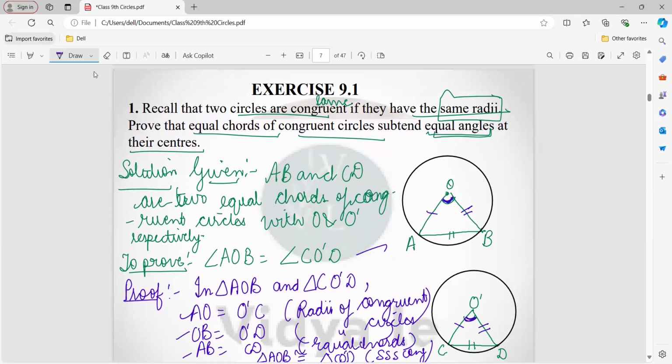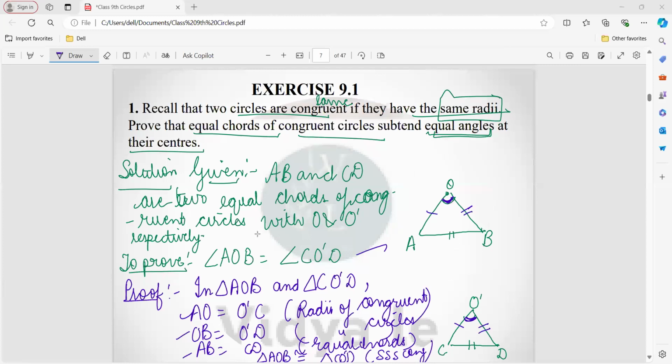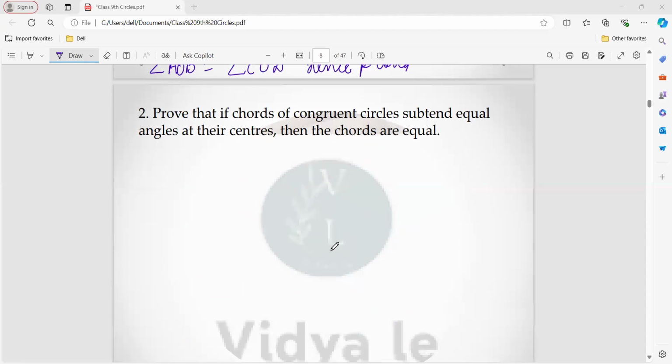Wonderful. So this was the first question. Now we'll start question number 2. Here is question number 2. In question number 2, we have to prove that if the chords of congruent circles subtend equal angles at the center, then the chords are also equal. That is the reverse of the first question. And I think you can solve this question yourself.